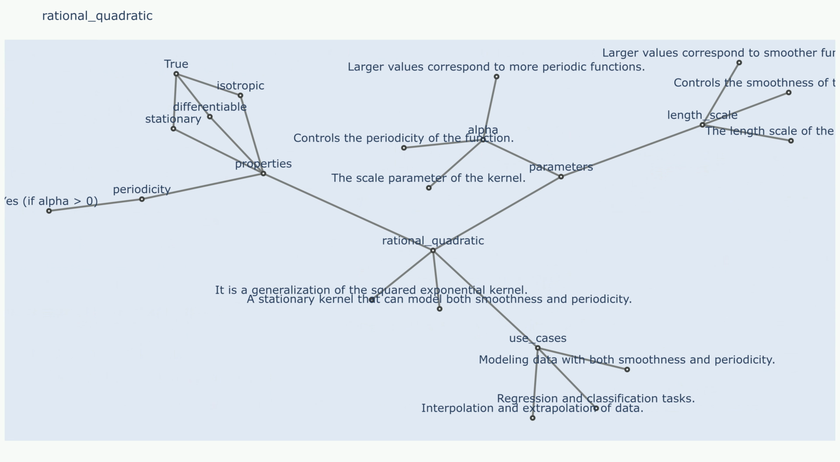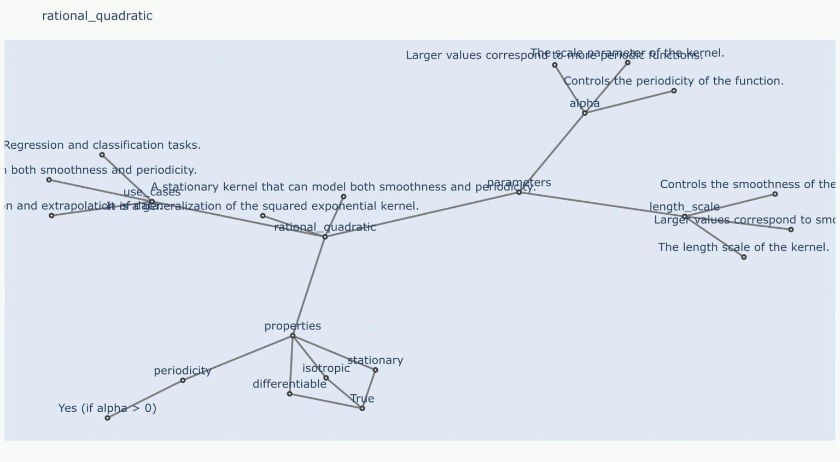Mathematical representation. The rational quadratic kernel's mathematical formula is as follows. k(x1, x2) = (1 + ||x1 - x2||² / (2 · alpha · length_scale²))^(-alpha), where x1 and x2 are two input points. ||x1 - x2|| represents the Euclidean distance between the points. Length scale and alpha are the kernel's parameters.